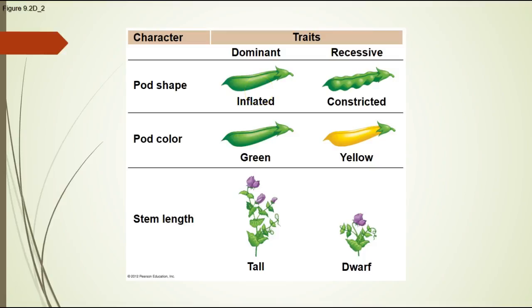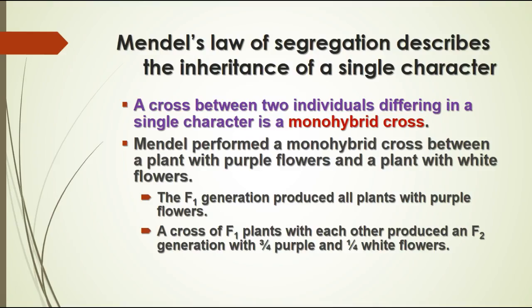The pod shape, inflated or constricted, the pod color, green or yellow, and the stem length, either tall or dwarf. We'll call that tall and short. Notice in the chart that you just saw, the dominant characteristic is on the left and the recessive is on the right. So what he found was when he crossed two individuals differing in that single character, flower color, that's called a monohybrid cross.